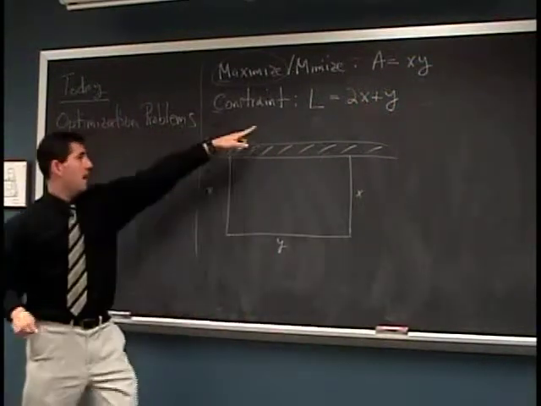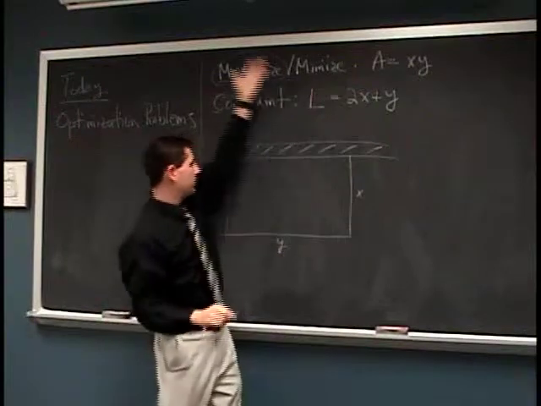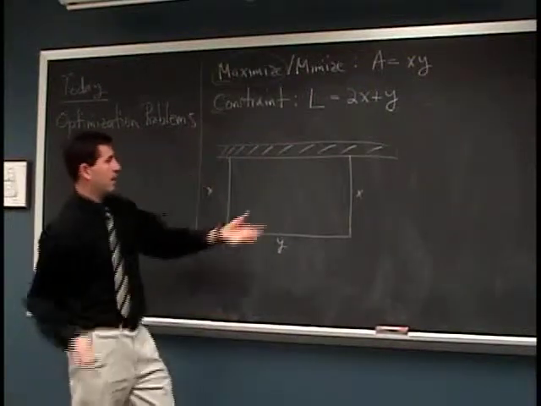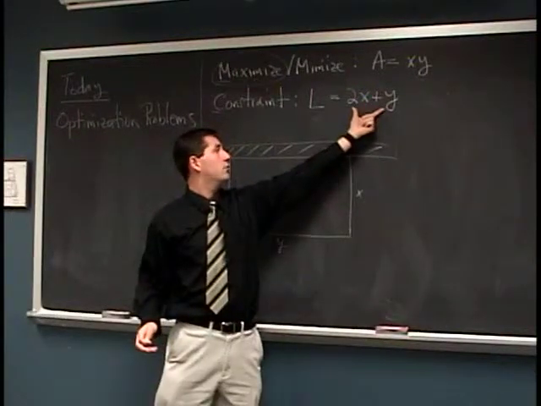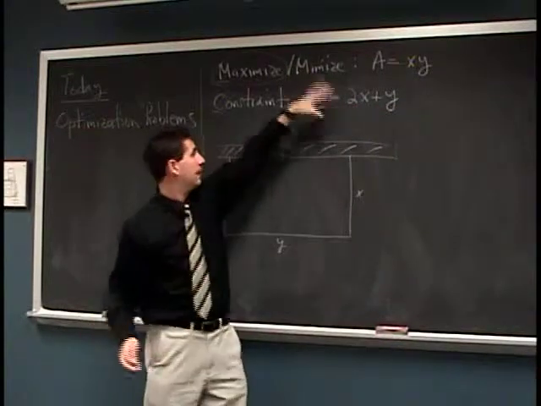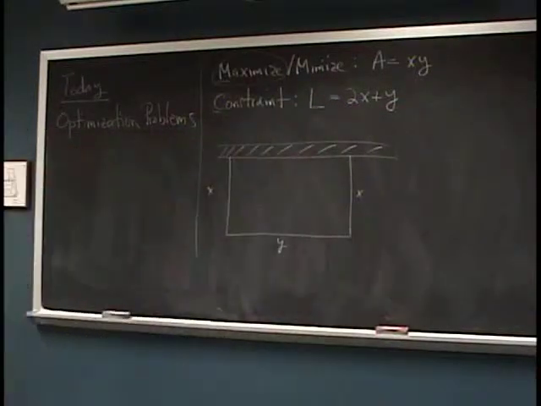Okay, so I only have L amount, and whatever I make x and y, 2x plus y has to equal L. And I can't touch that. Okay, but now here's the thing.